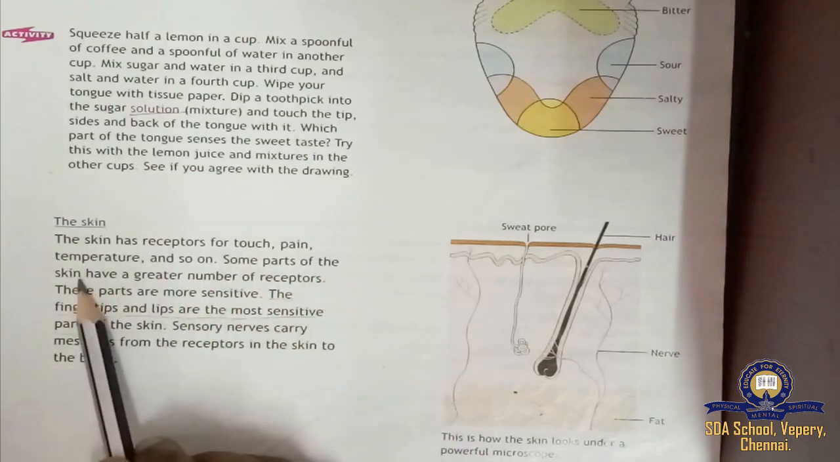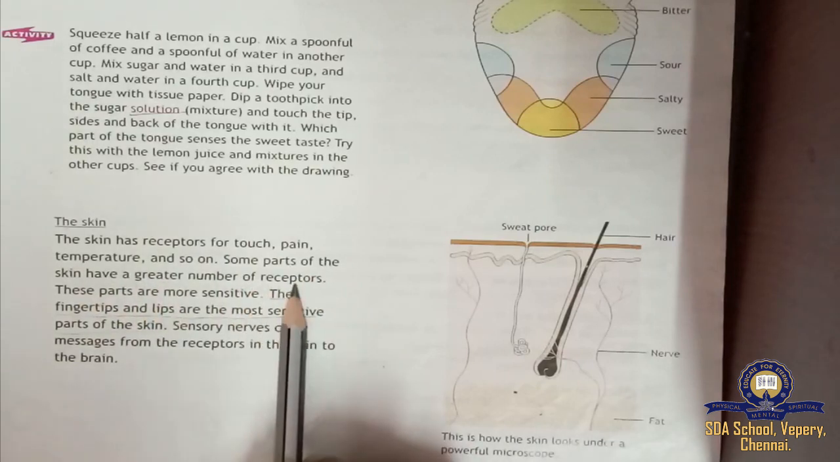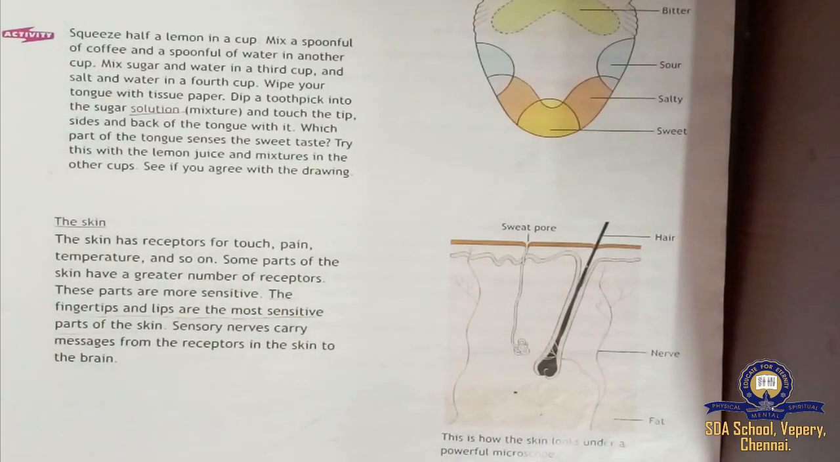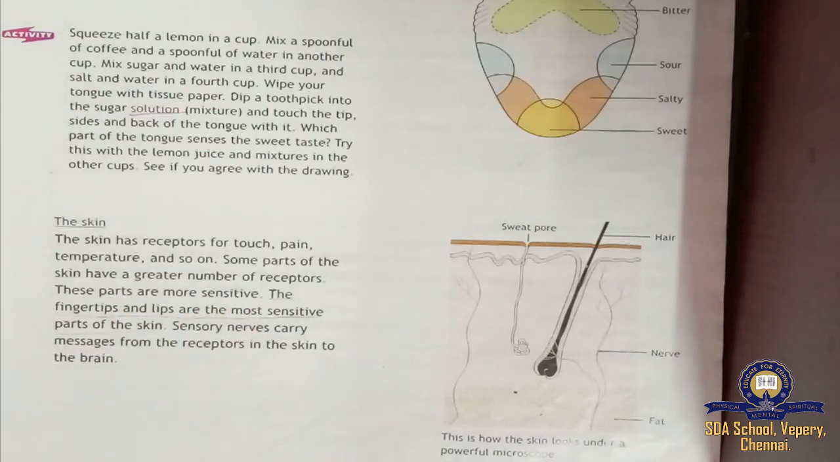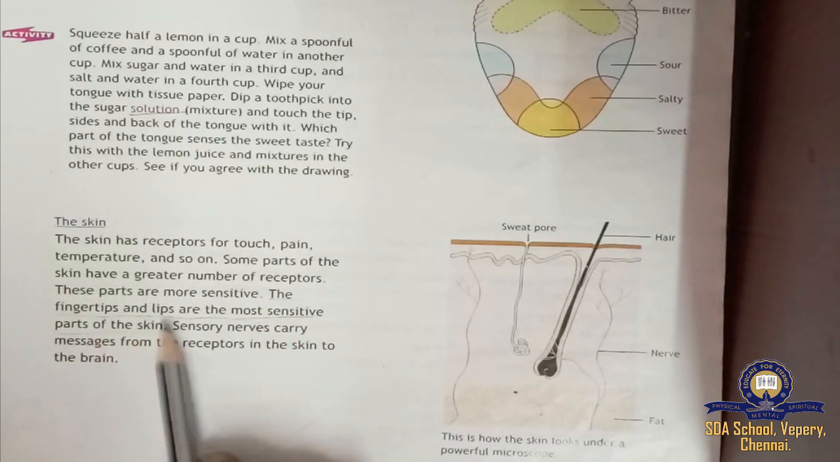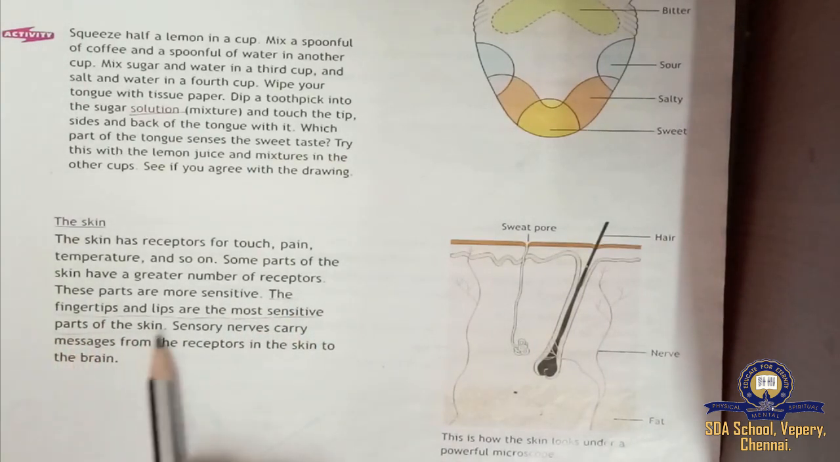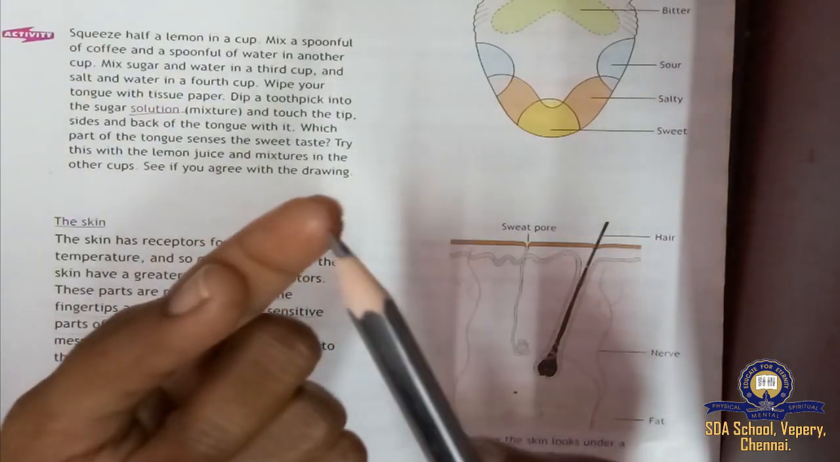Some parts of the skin have a greater number of receptors. These parts are more sensitive. When you have receptors in more number in some parts, those parts are more sensitive. The fingertips and the lips are the most sensitive part of the skin. Not more, most, M-O-S-T. The most sensitive part of the skin is the fingertip.